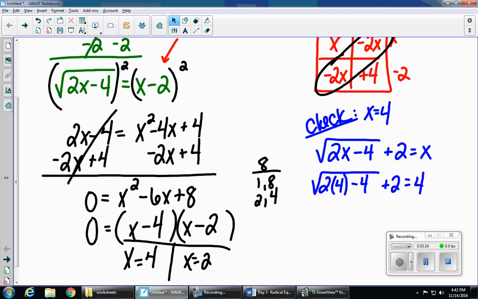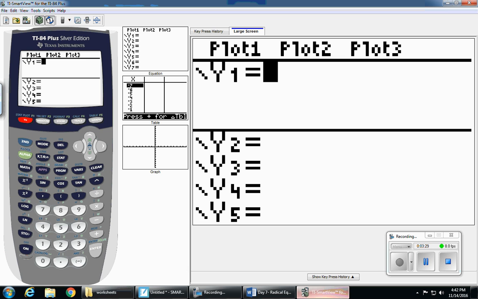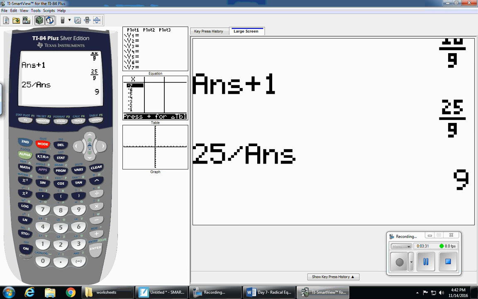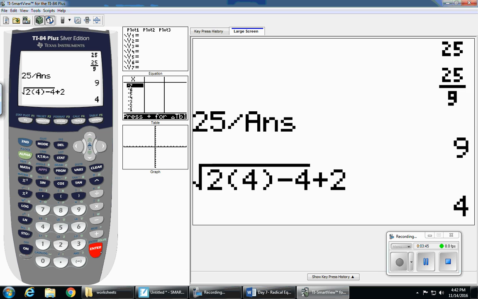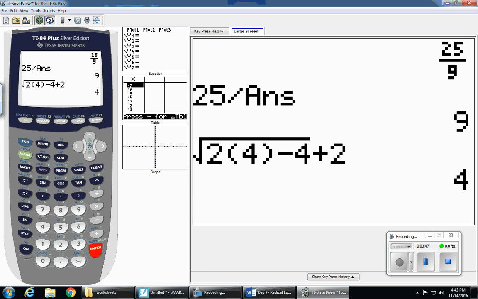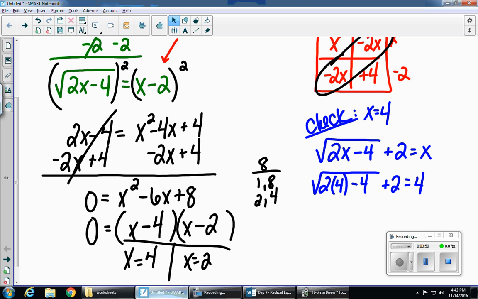So in my calculator, I'm going to type in that left side of the equation. So I have my calculator. I'm going to go to my home screen. I'm going to type in the square root of 2 times 4 minus 4. I'm going to hit the right arrow to get outside the radical, plus 2, and I'm going to get 4. So the left side of my equation is 4. So I get 4 equals 4, so I know it checks. So that's one way to check. And then I could also plug in and do the same thing with my x equals 2.